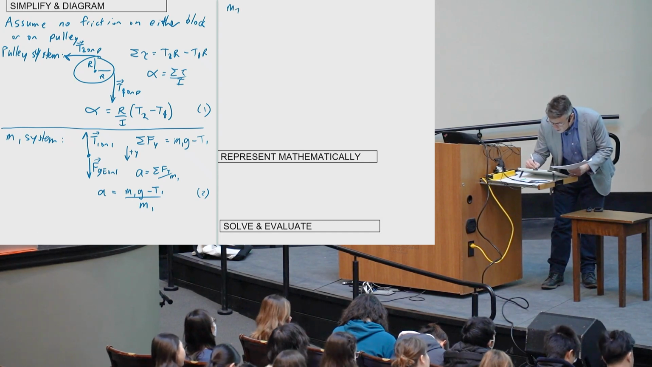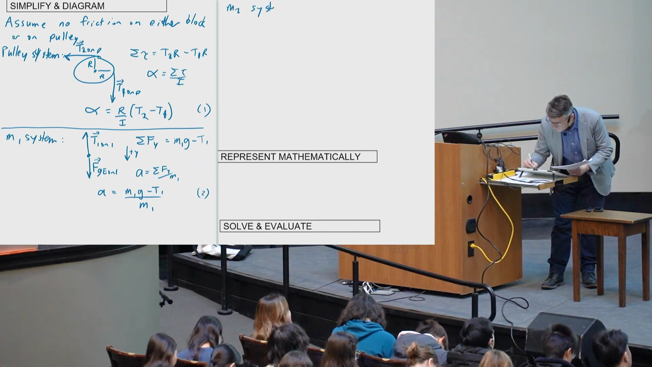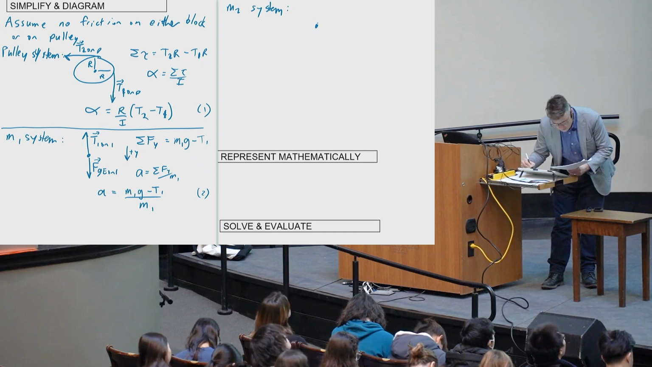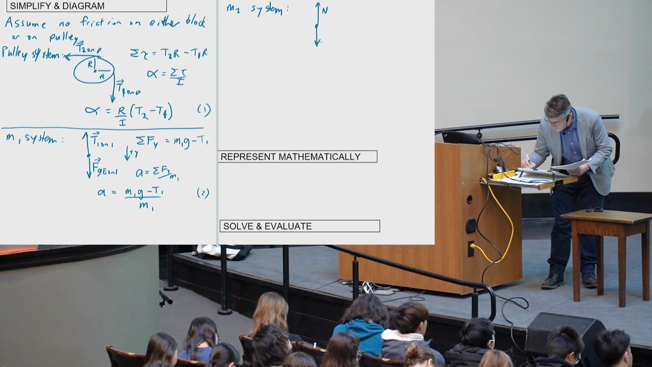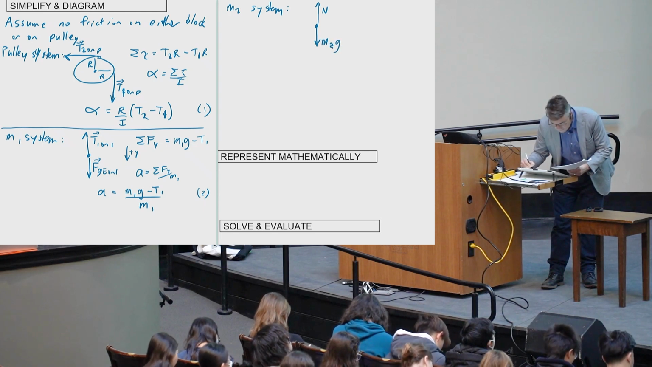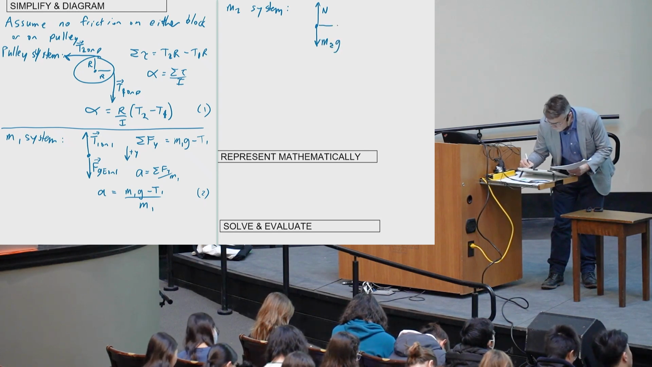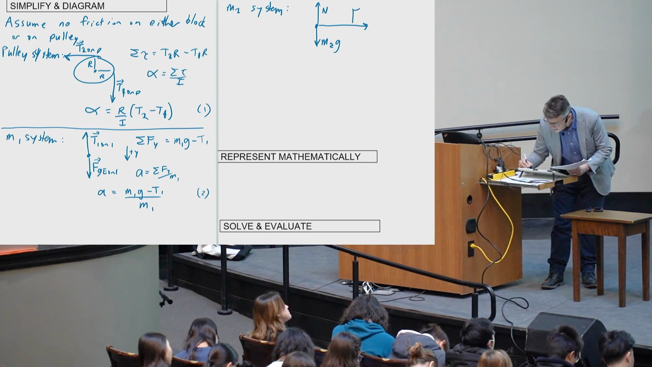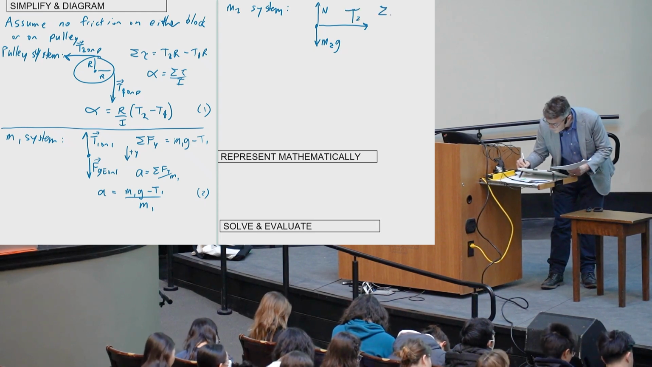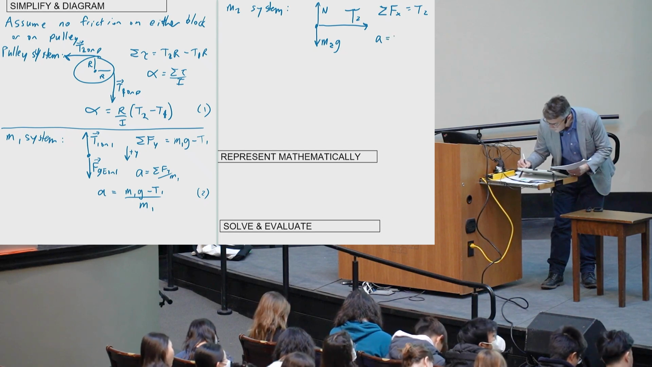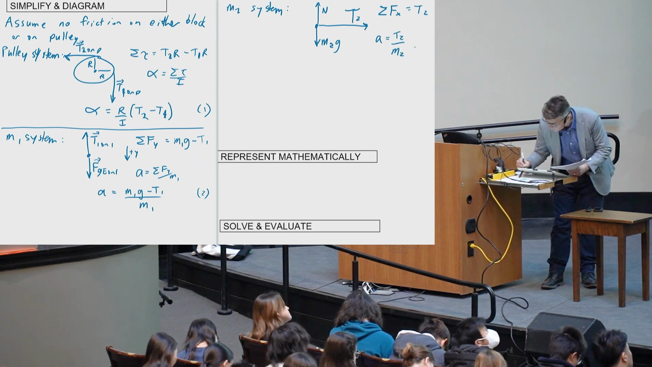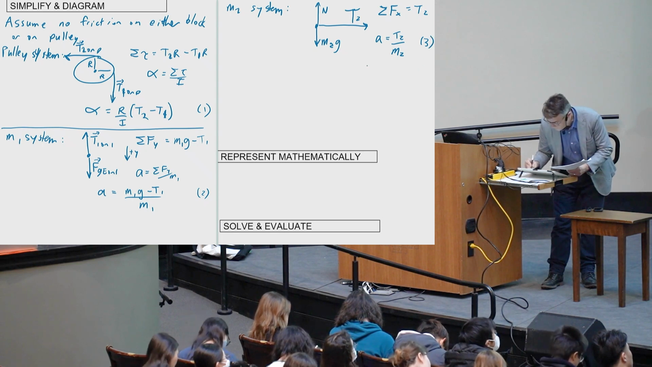Oh, I forgot one more system, the M2 system. So that one just looks like this. You've got the normal force and the M2G, which I don't care about, but I know they're equal. And then T2, so the sum of all the forces in the x direction is equal to just T2. And there's no friction, so I just say that A equals T2 over M2. And that's equation 3.